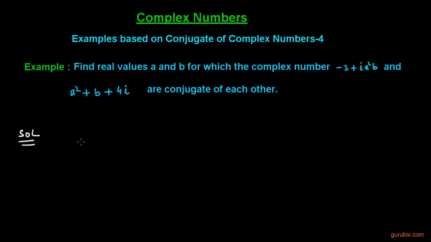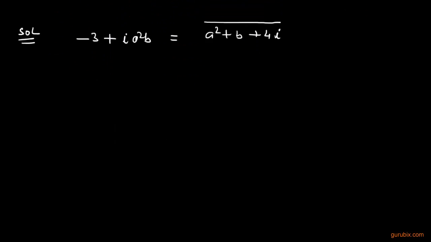We are given that this negative 3 plus iota a square b is the conjugate of a square plus b plus 4 iota. So we shall write it like this, and now we shall solve it. Then it will be a square plus b minus 4 iota, and here is minus 3 plus iota a square b. Since these two complex numbers are equal, therefore their imaginary as well as real parts will be equal.